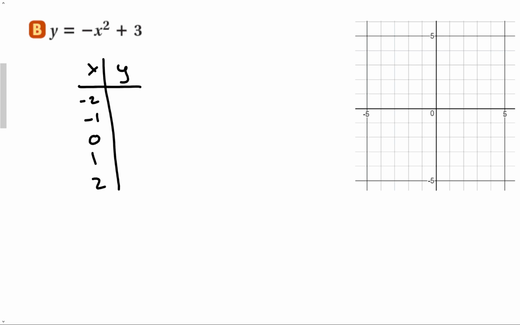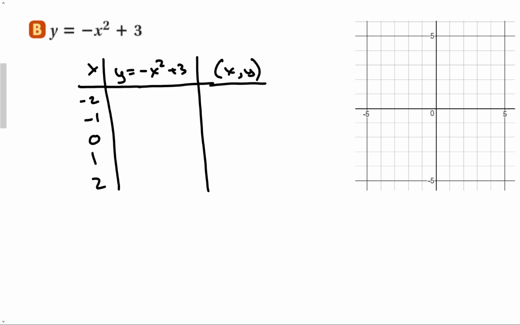So let's actually go a little bit longer. Let's make this that y is equal to -x² plus 3, and then make my ordered pairs x comma y. All right, so y is going to be -2 squared plus 3. -2 squared is going to be +4. That becomes -4 plus 3, which is -1. So my input is -2, my output is -1.